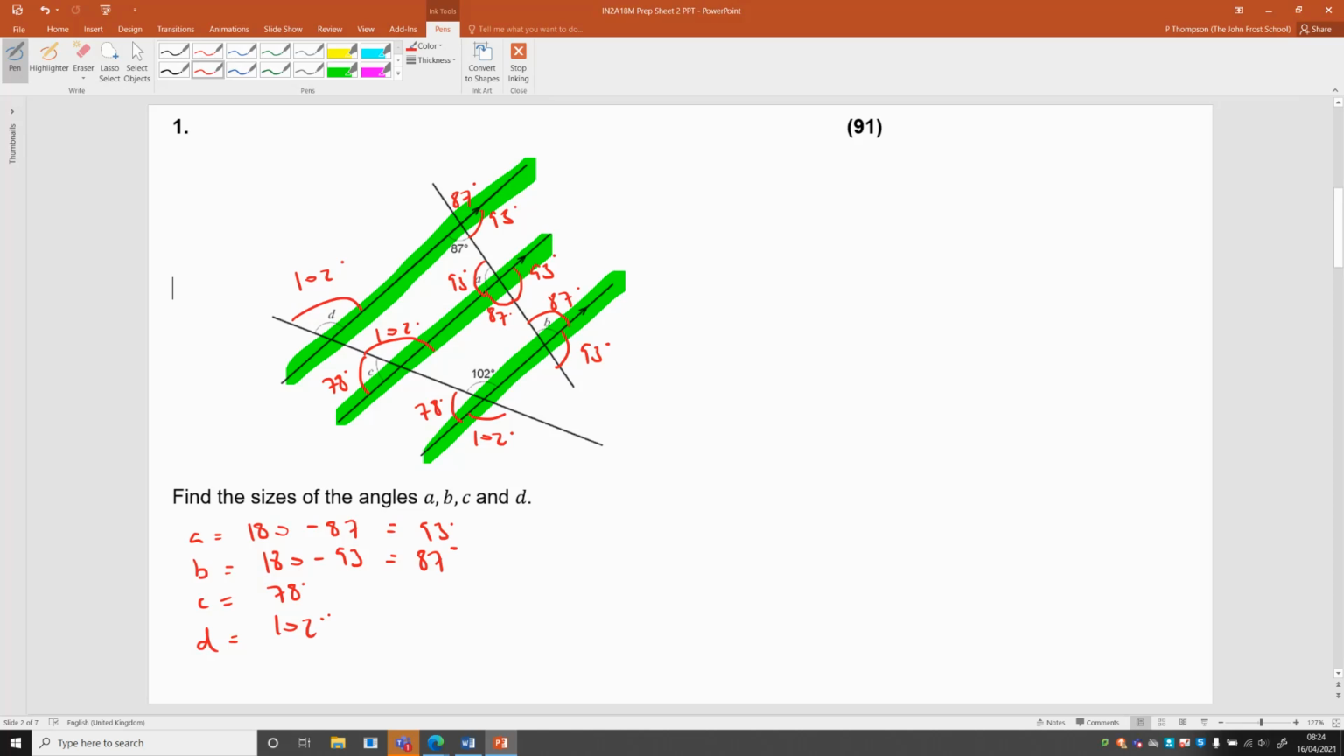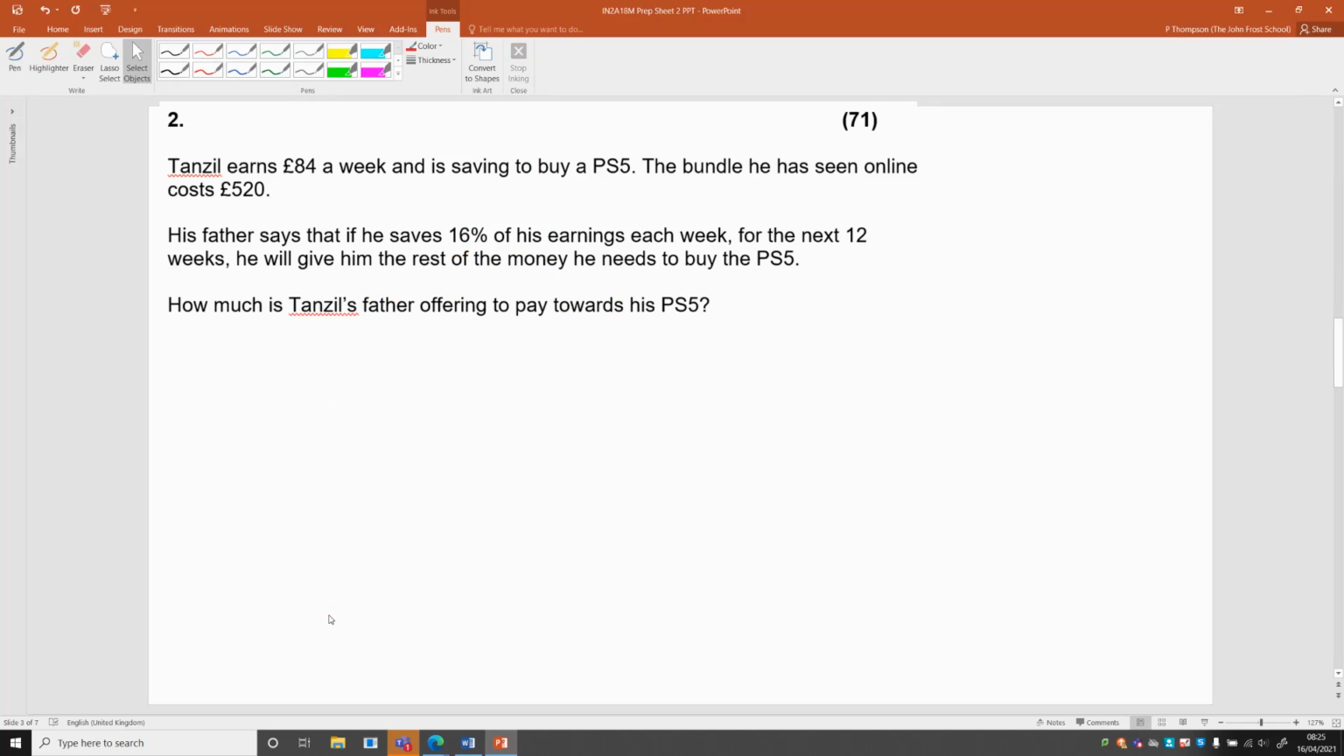All right, let's have a go at one more. This one. So pause it and come back when you're ready. The way I'm doing this one, I'm going to look at all the text. He earns £84 a week. The bundle costs 520. He's going to save 16% of his earnings for 12 weeks, and then get the rest of the money off his dad.